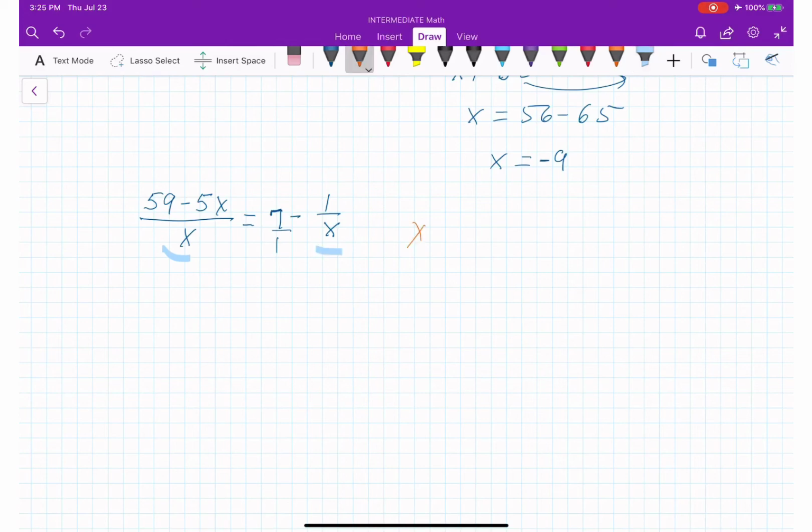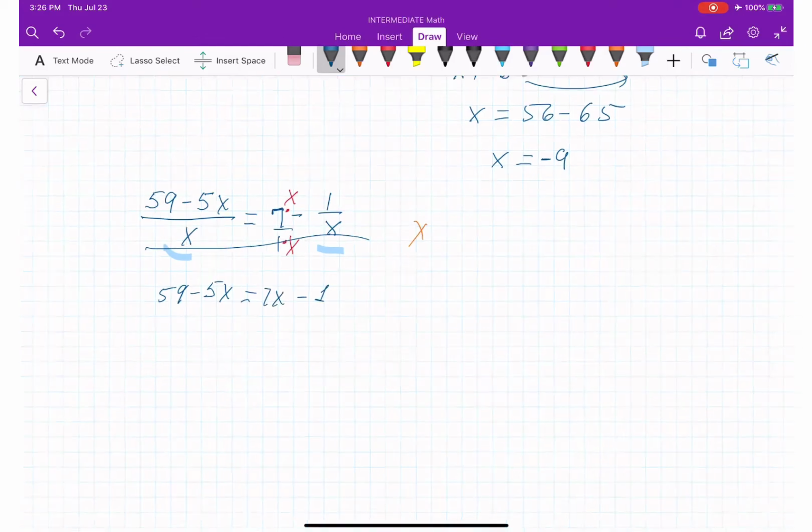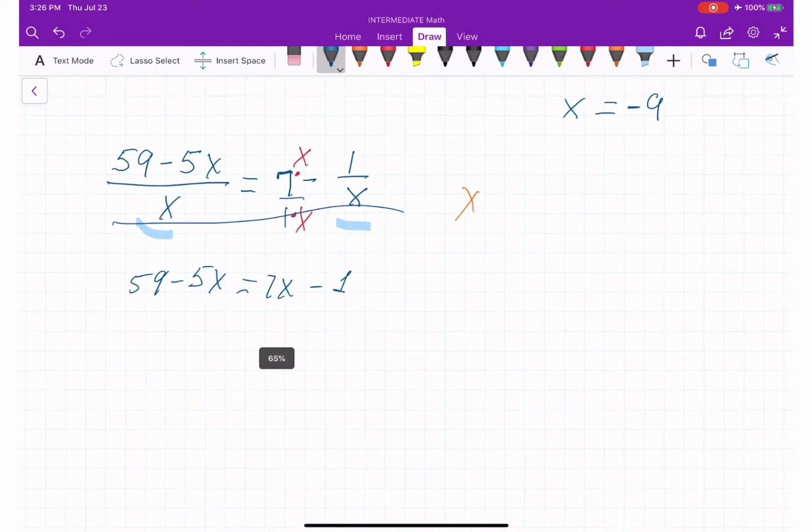Correct? So what am I doing here? I'm multiplying only the 7. I'm multiplying by the denominator x because there is nothing in there, and at the numerator also I'm multiplying by x. And as a result, I'm dropping this denominator now, and I will get 59 minus 5x equal to 7x minus 1. This is what we get.